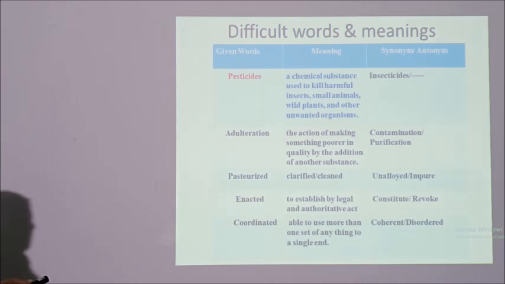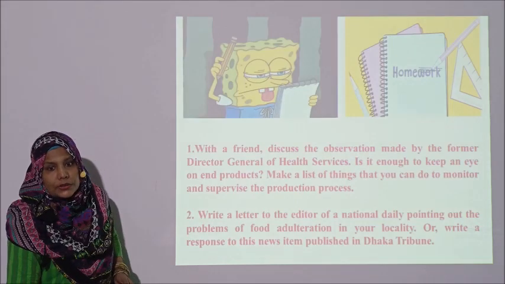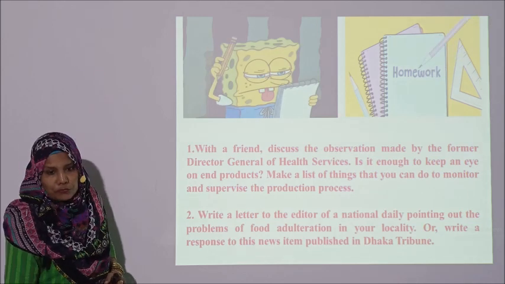That's the way you see pasteurized: clarified or clean is the meaning, and its antonym is unalloyed. Synonym is impure. Enacted: to establish by legal and authoritative act, the synonym is constitute, the antonym is revoke. Coordinated: able to use more than one set of anything in a single act, the synonym is coherent, and the antonym is disorder. So my dear students, this is our homework for you.